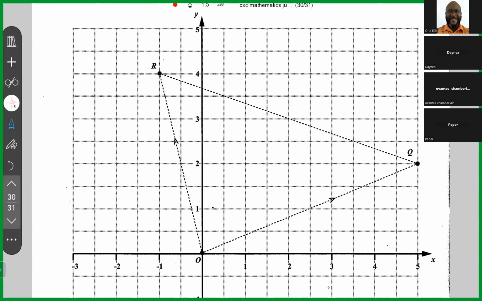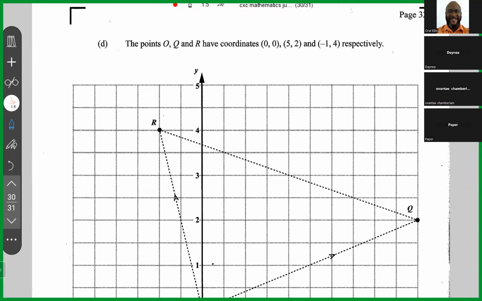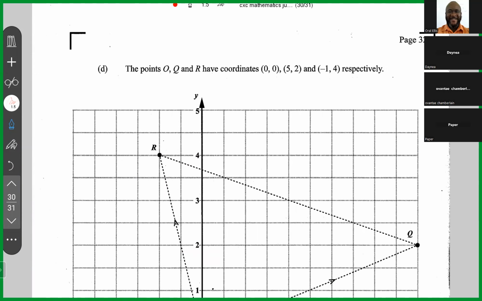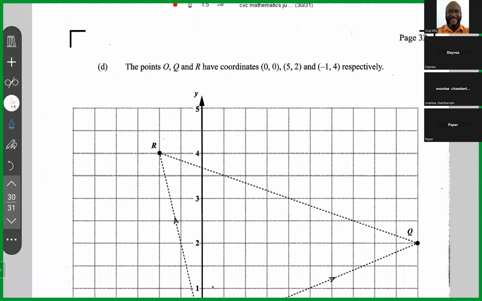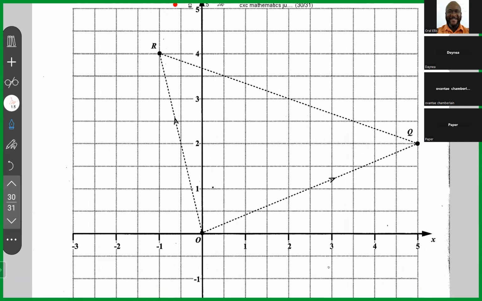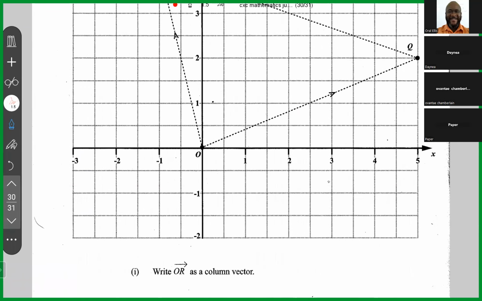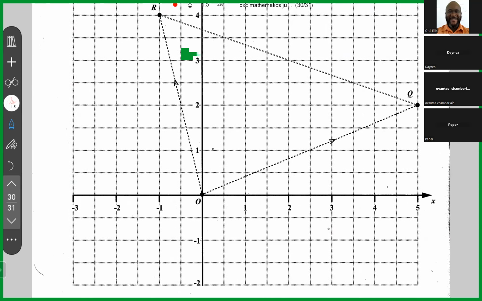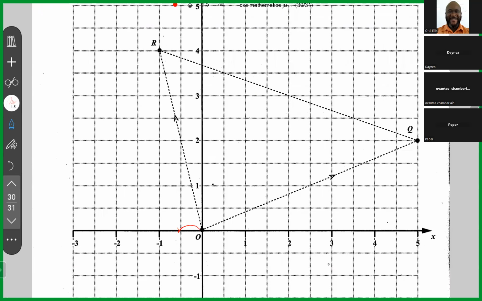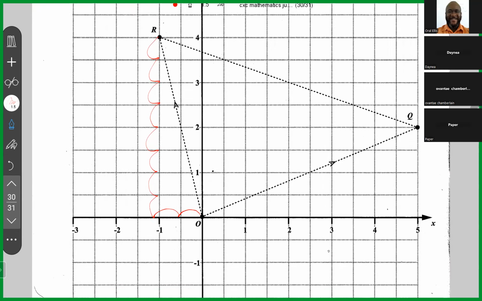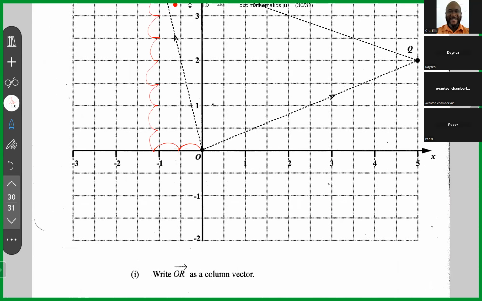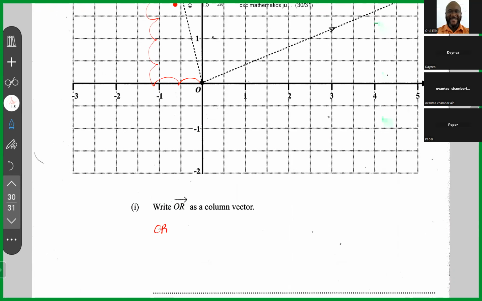We're told that the points O, Q, and R have the coordinates (0, 0), (5, 2), and (-1, 4), respectively. We're to write OR as a column vector. That's not hard. In moving from O to R, I had to go 1 unit to the left and 4 units up. So the position vector OR is (-1, 4) as a column vector.